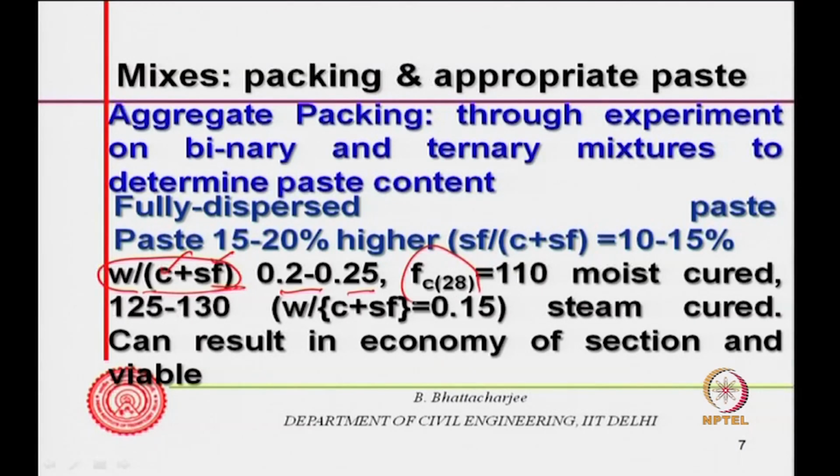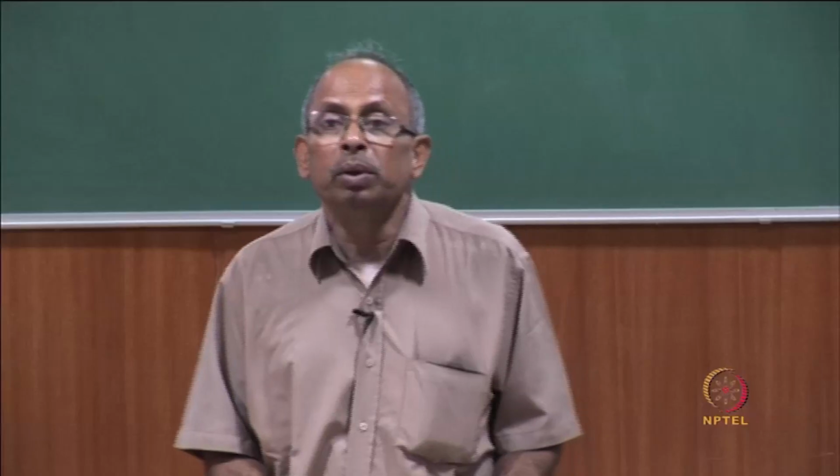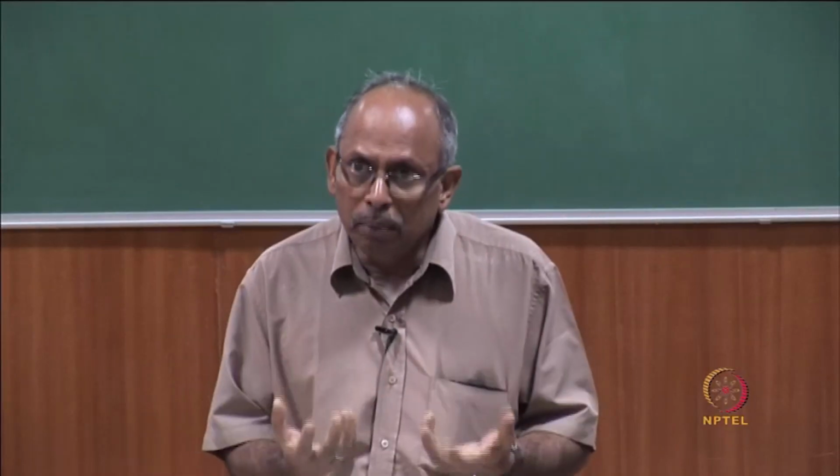The 28-day compressive strength might be 110 for a moist-cured situation, and 125 to 130 if the water to cementitious ratio is 0.15 and it is steam cured or heat cured. This can result in economy of the section and be viable. Dimensions could be smaller. So, you can use a somewhat higher amount of paste.